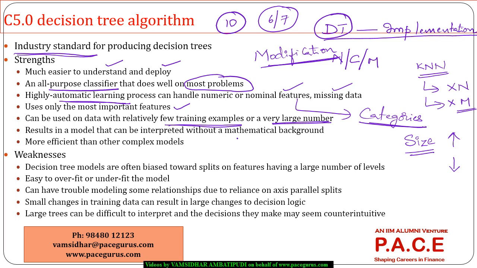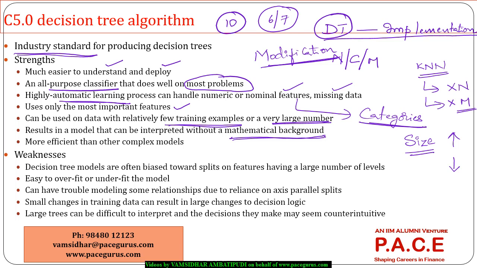The other major advantage is that I really don't need to have a mathematical or statistical background to interpret the output of this algorithm. There are no mathematical or statistical terms, no hypothesis tests, no p-values.